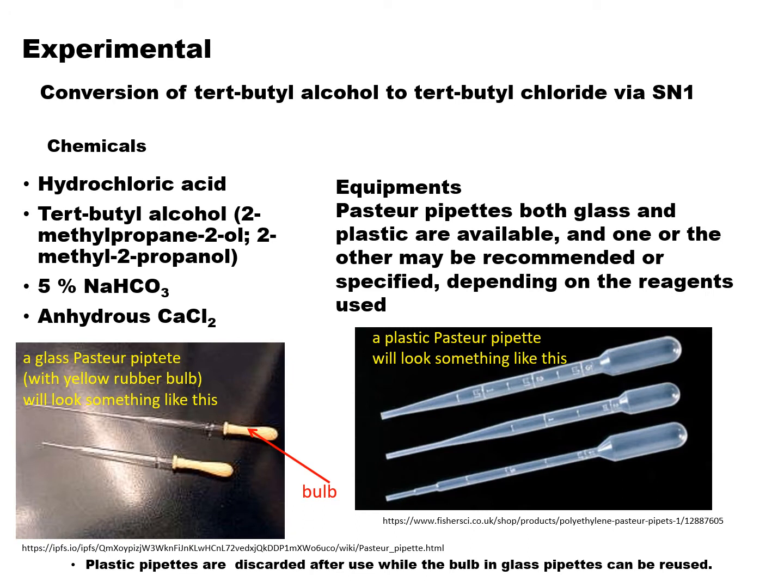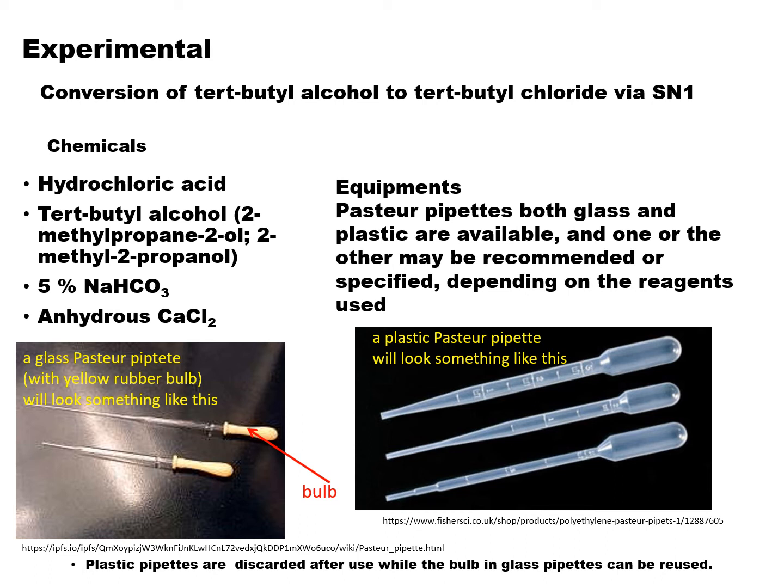So in today's experiment, we will try to convert tert-butyl alcohol to tert-butyl chloride through the SN1 reaction mechanism. The chemicals we need are hydrochloric acid, tert-butyl alcohol as a substrate, and sodium bicarbonate to neutralize the acidity, and we also need anhydrous calcium dichloride just to dehydrate our final product.